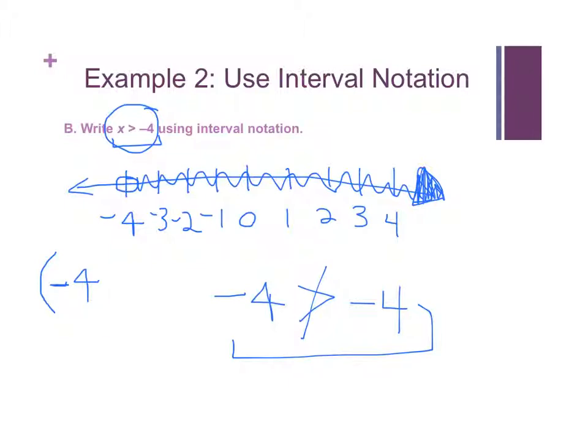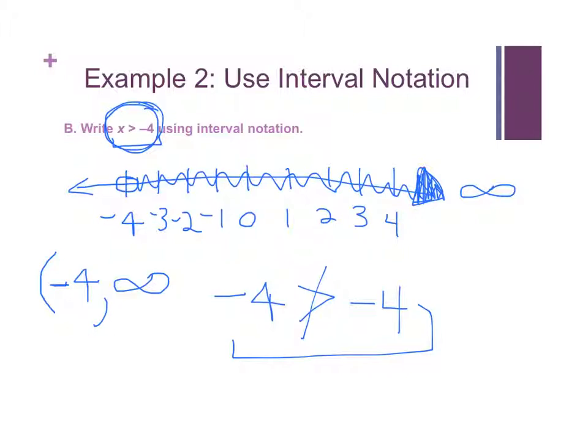Okay, I'm going to start my interval with a parenthesis because -4 is not included in this inequality. It's not a solution to the inequality, comma, and then I need to figure out the next number, which is where I end. Since I never end my shading, I'm going to shade infinitely to the right. If something is increasing or going on forever without stopping, that means we're going to shade infinitely in the positive direction. So then I'm going to have positive infinity as my ending point.